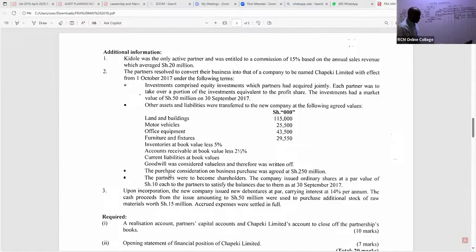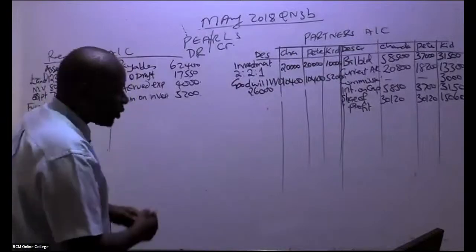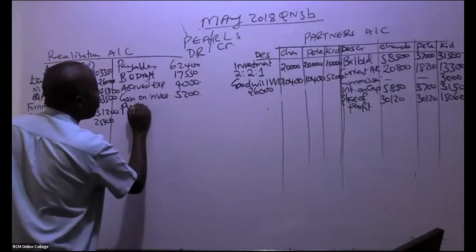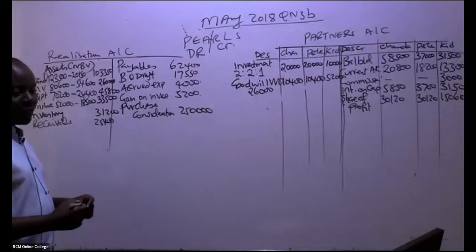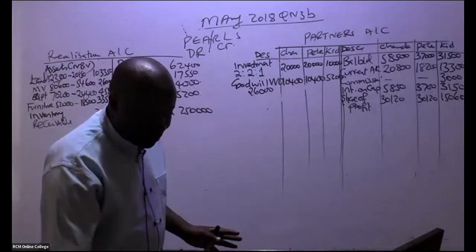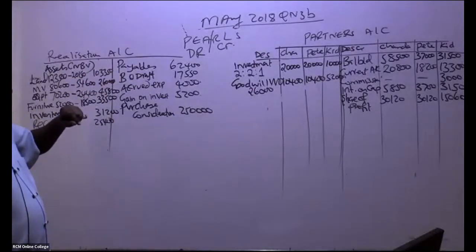So look at this note. The purchase consideration on business purchase was agreed at 250 million. That's 250,000, remember, we are cutting 3 zeros. Ladies and gentlemen, remember that purchase consideration will be debited to the new company being formed, and you credit your realization. So purchase consideration will always be credited here. Anytime you're told purchase consideration, in thousands, we have here 250,000. That's how you book it. If I were you, I would have written somewhere that purchase consideration shall always be credited to the realization account.